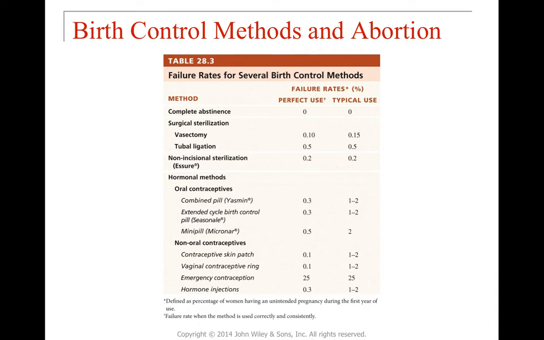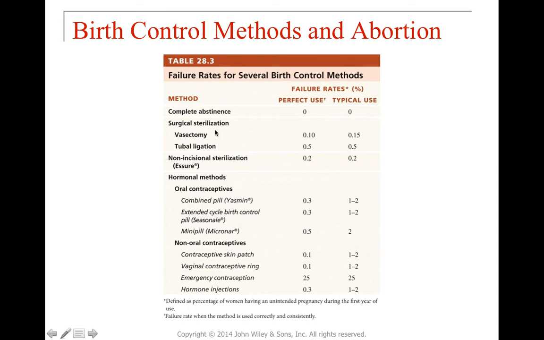Anyway, if you take a look, complete abstinence means that we have zero conception. Surgical sterilization for the males is a vasectomy, where we are going to ligate the vas deferens. And you would say, well, that should be 100%, and it should be. However, there is a 0.1% chance that the tube will heal itself, regrow, and allow sperm to come through. And so that is very low risk, but is still a possibility.